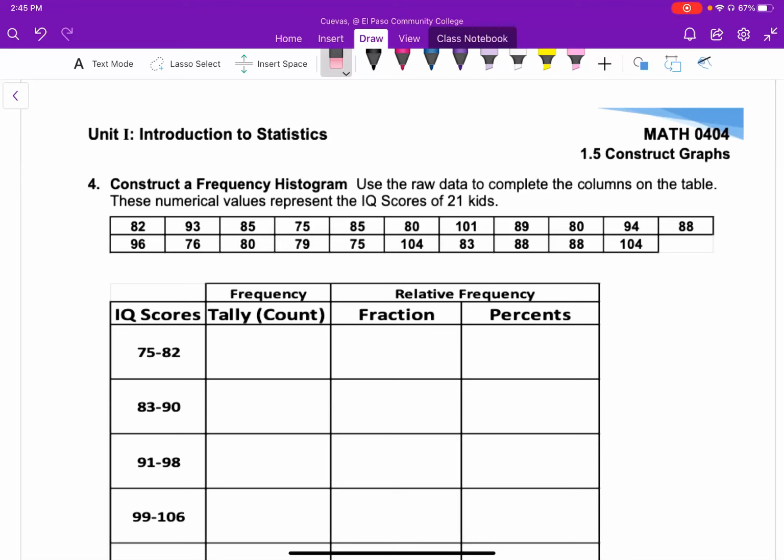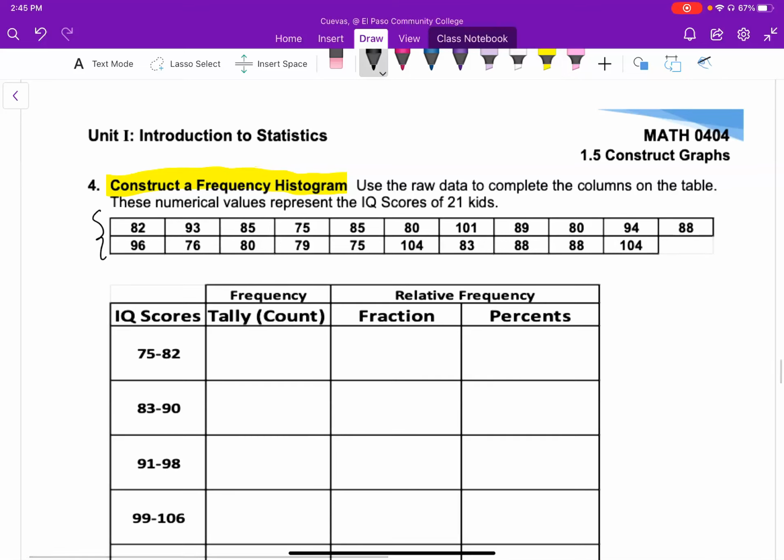Example number 4 of section 1.5. It says construct a frequency histogram. We're going to use the raw data to complete the columns on the table. These numerical values represent the IQ scores of 21 kids. This little table here is our raw data that was provided to us.